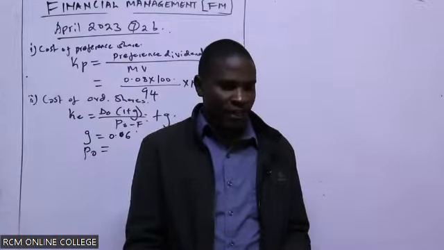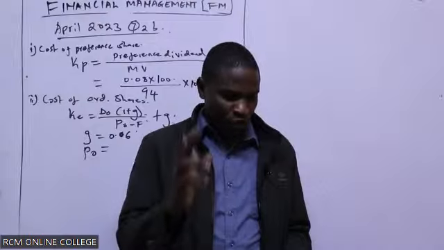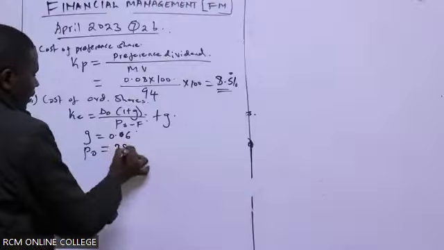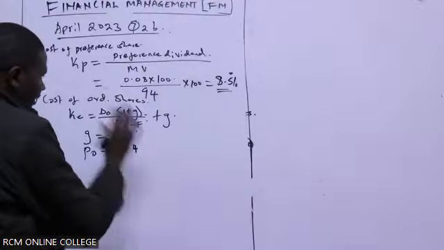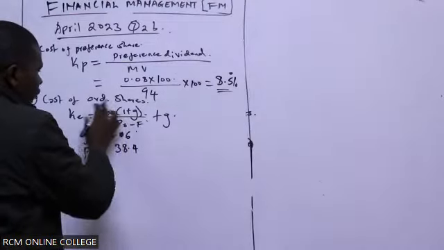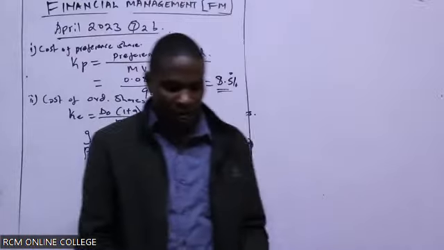Market price 38.4. Yes, if I look at additional information number 2, nimepewa 38.4. Yes, 38.4. Good. Naendelea vizuri. Nishapata G, nishapata my PO, but I don't have DO. DO ndio natafuta. But kuna information which can guide me.